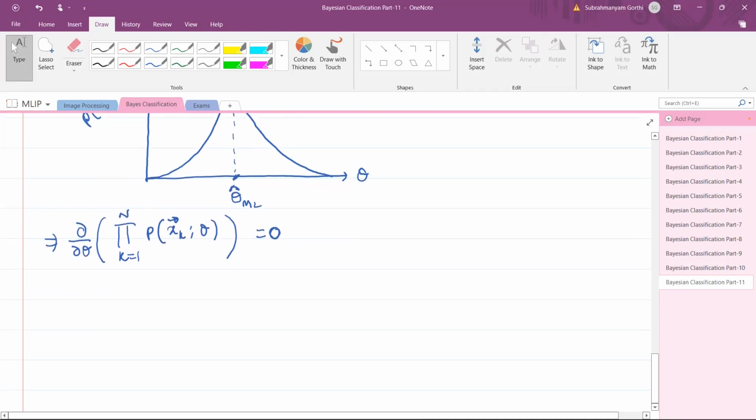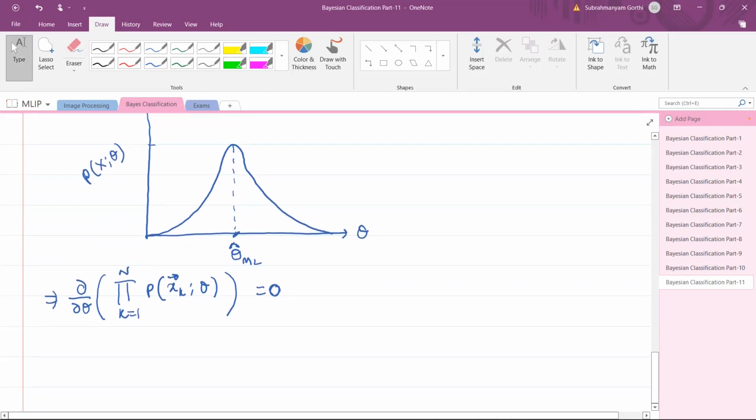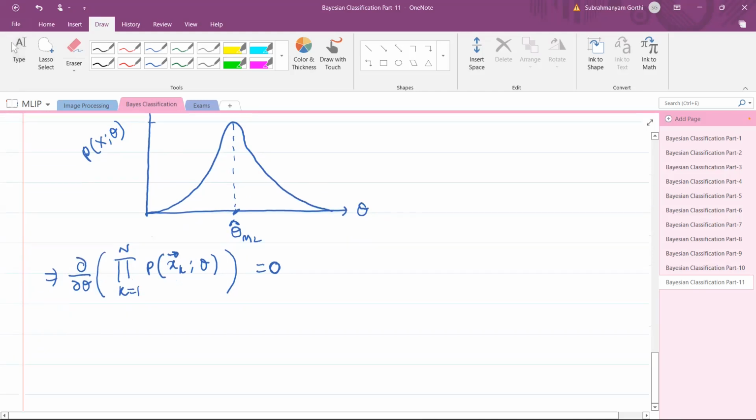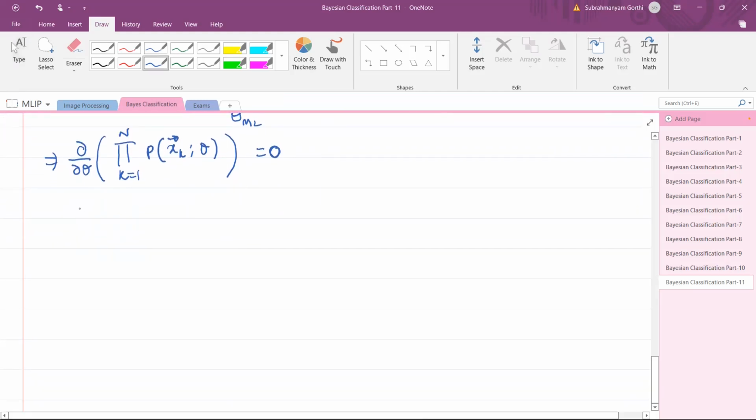Keeping in view the Gaussian distributions that you could expect, what is the monotonically increasing function that you would consider? Log. That's right. So I would write here L of theta bar is equal to natural logarithm of, the same thing, the product over k equal to 1 to n of probability of x_k bar comma theta. This is the function that I would take now.